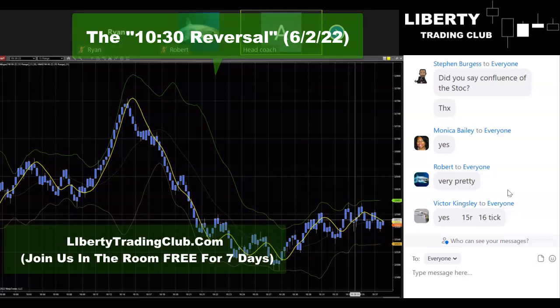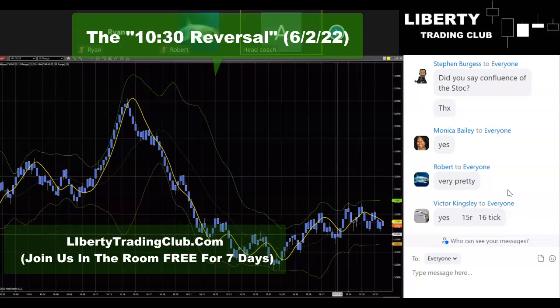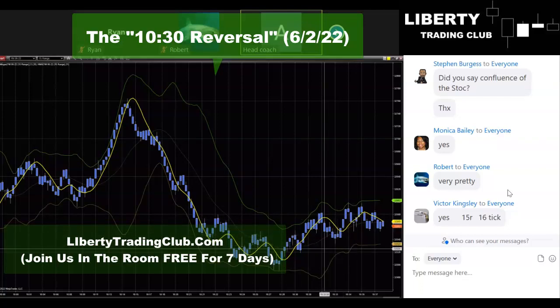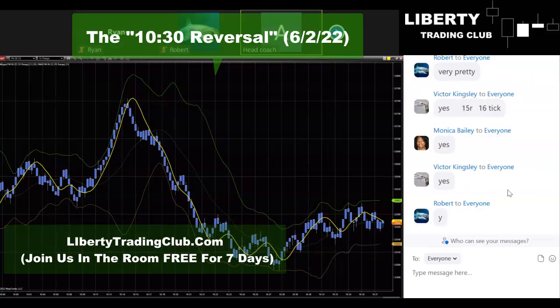And there's a reason for it. Whoever went short down here immediately has a 16 tick loss. Does everybody understand that? In other words, think about it. The market's down and it's getting killed, right?